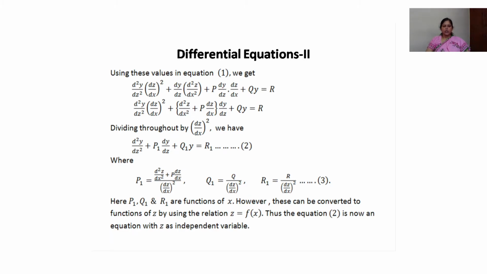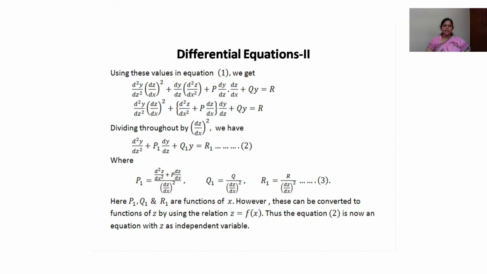Using these values in equation 1, we'll get d square y by dz square into dz by dx whole square plus dy by dz into d square z by dx square plus p into dy by dz into dz by dx plus qy is equal to r. So here we have two terms for dy by dz. So next step we are going to combine those two.